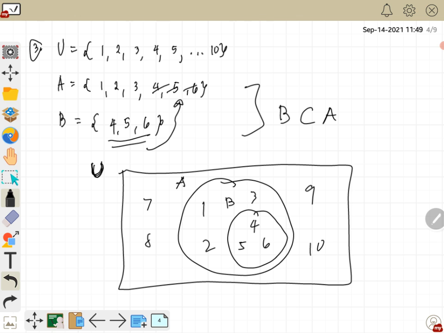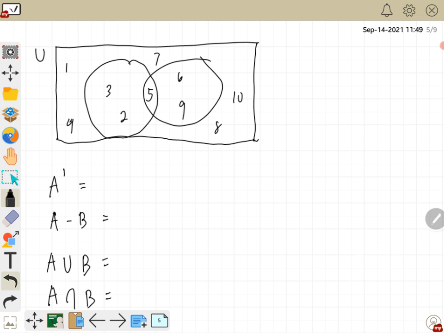So now, we will use a Venn diagram to answer the operations on sets. Remember, we have 4 operations on sets. The first one is the complement of a set, that's A complement. Then we have the difference of sets, here is A minus B. Then we have the union of sets, so we have A union B. Then the intersection of sets, this is basically in lesson 6.